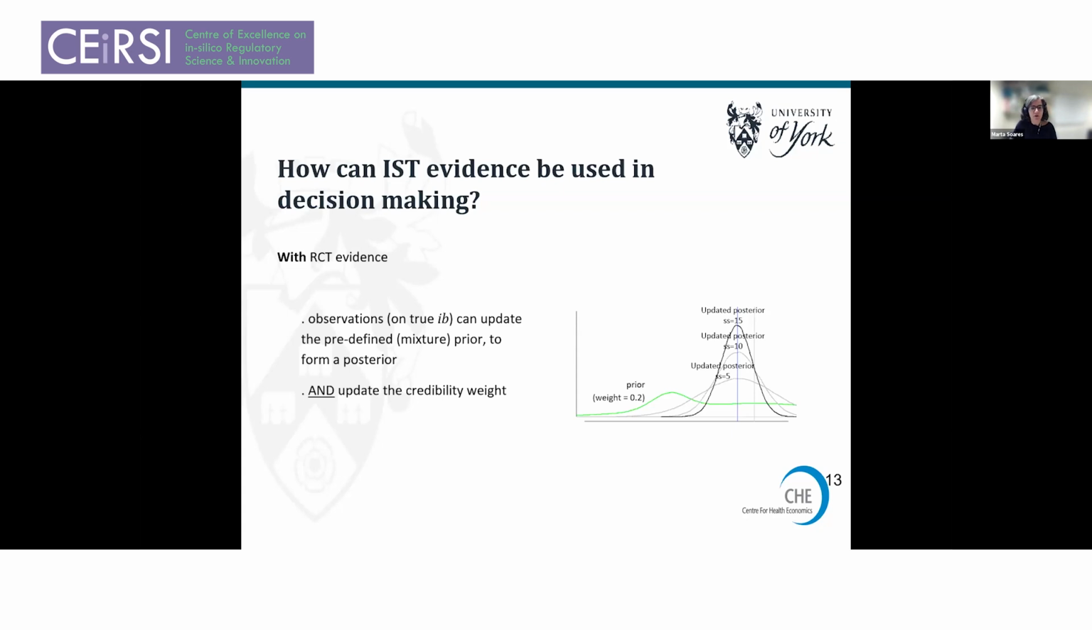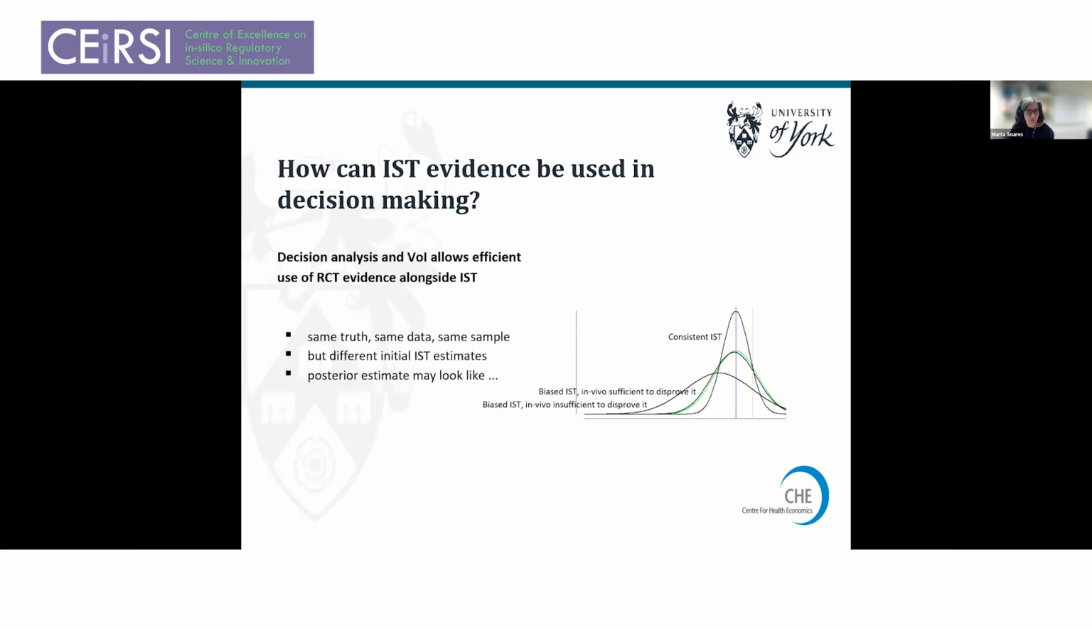So in this context, with this framework, the use of RCT data is very efficient. And that's because any additional sample that was required to disprove your IST is used efficiently after the IST is disproved. So you use data very efficiently. I'm going to try and communicate that in a slightly different way.